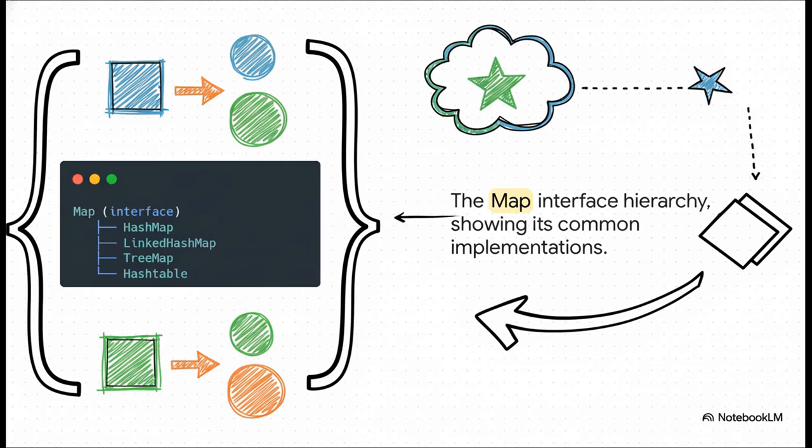Now, here's a key detail you might notice on this diagram. See how map is off to the side? It doesn't actually come from that main collection interface we saw earlier. And that's on purpose. The collection world is all about handling single individual items. The map world is built from the ground up to handle these key value pairs.